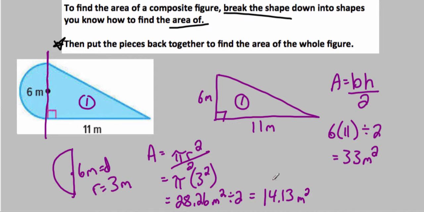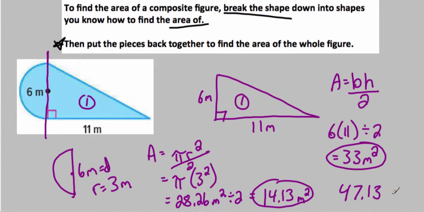Then put it back together. Add together our two areas to find the area of the whole shape. So in this case, 33 plus 14.13 is going to be 47.13 or 47.1 meters squared. So start by breaking it down into separate shapes. So here was shape 2. We found the area of each one of them and then put the two pieces back together.